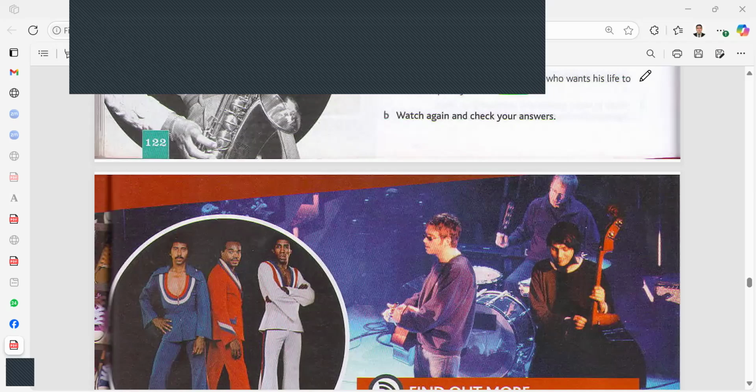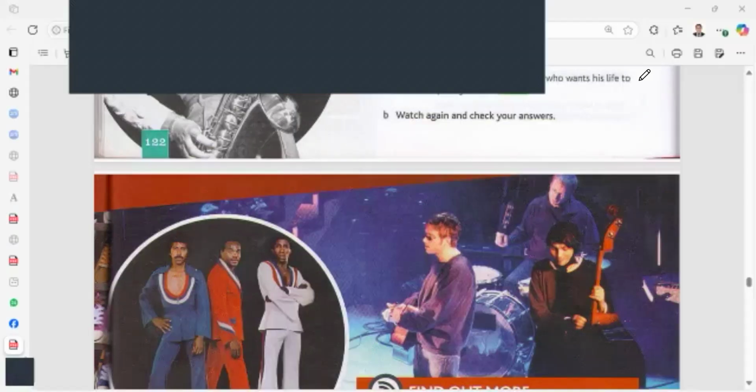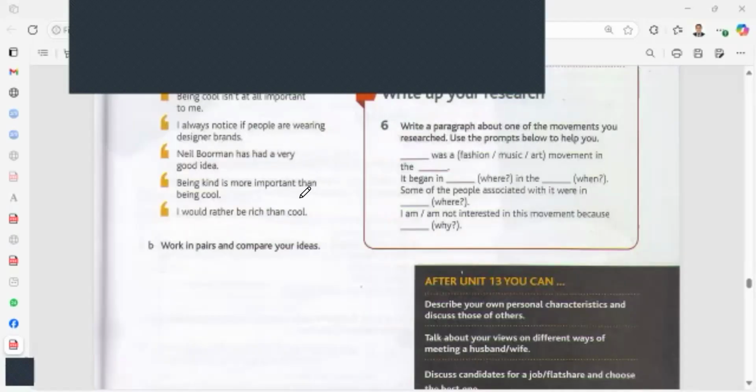Afternoon. So what's our plan today, inshallah? What should we do? Today we'll start Unit 14. Unit 14, exactly.